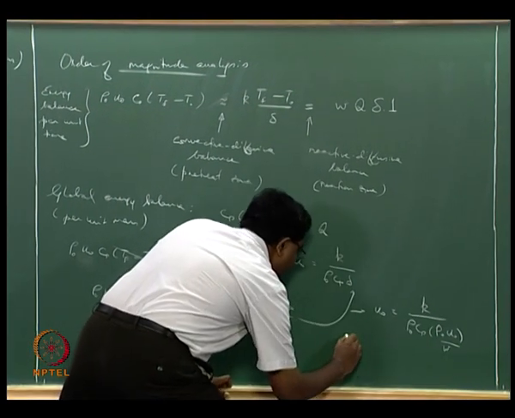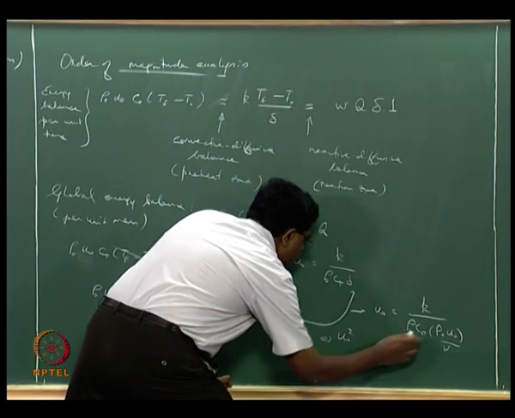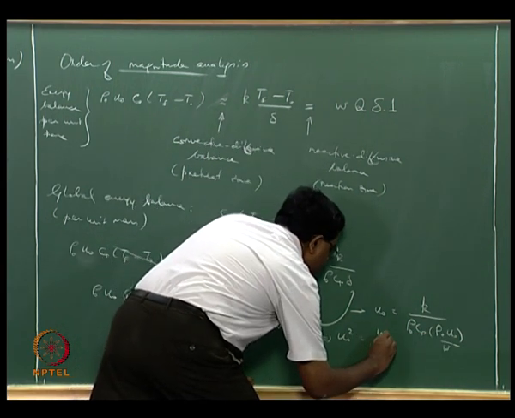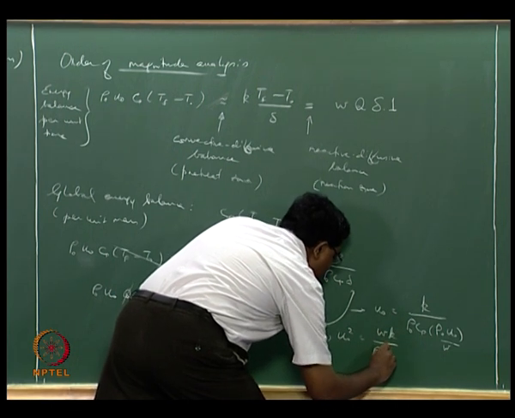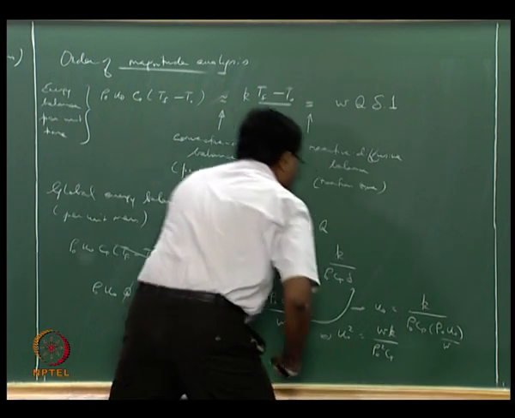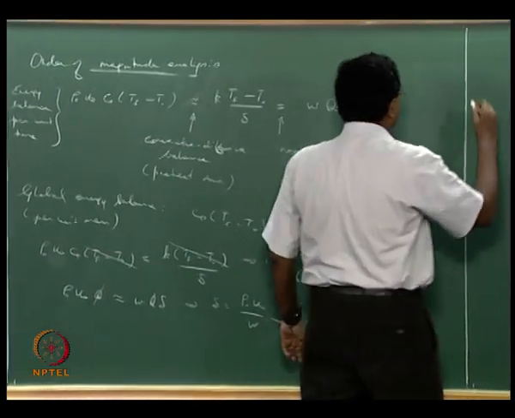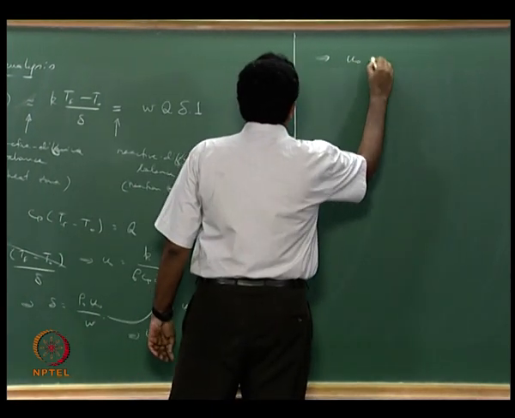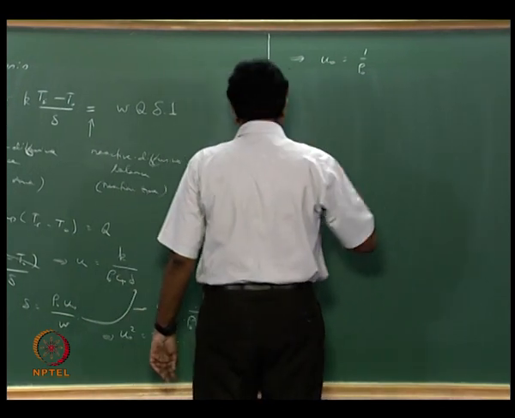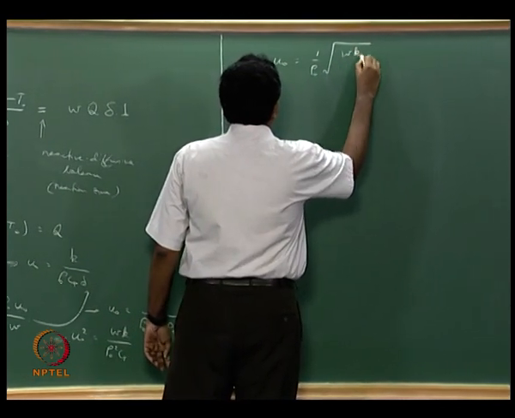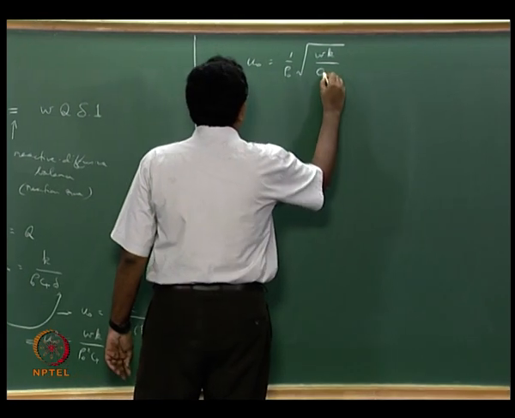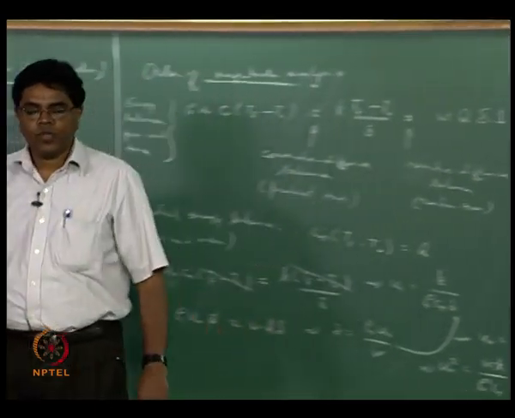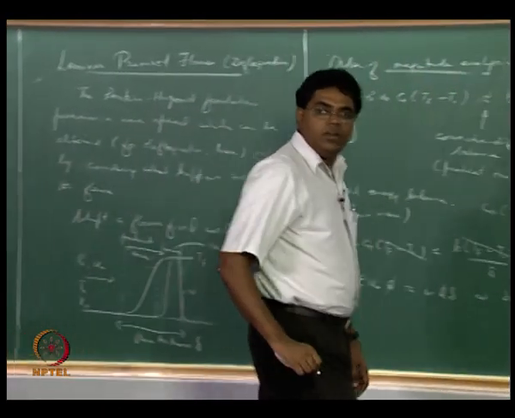You can take the u naught to the left hand side, and you get u naught squared equal to w k divided by rho naught squared Cp, which implies u naught equals 1 over rho naught times the square root of w k divided by Cp. This is the first cut estimate that we have had for the flame speed. So this is essentially the laminar flame speed.